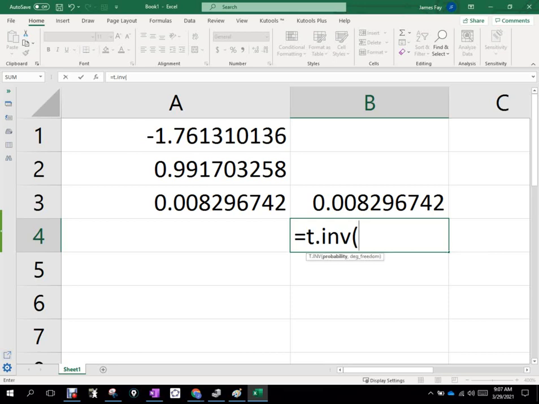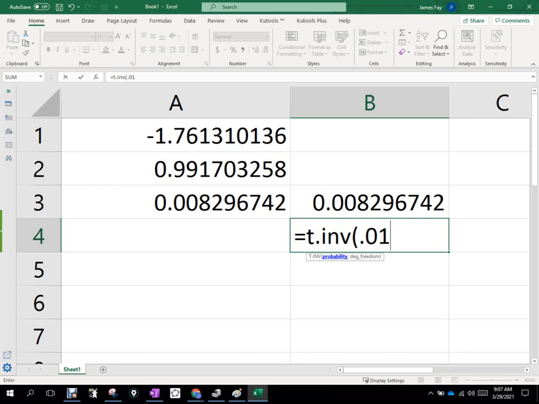Okay. Now it says probability. Well, the probability that we're looking for was 1%. And we'll talk about the number that comes back here. Because it's a right-tailed test, so we should actually type 99% there. Does that make sense? Okay. But 99% and 1% should be the same critical values. One's going to be negative, one's going to be positive.